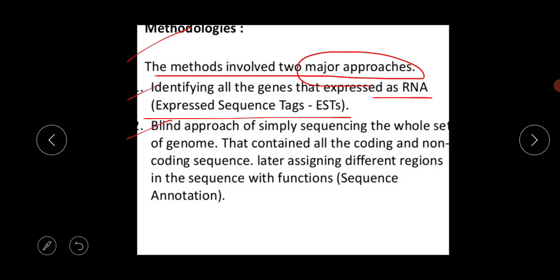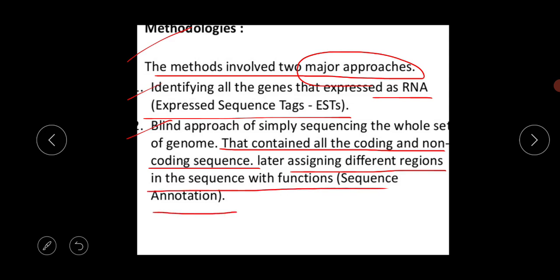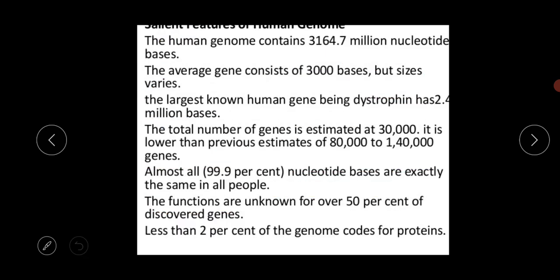Next is the blind approach of simply sequencing the whole genome, so that it contains all the coding and non-coding sequence, and later assigning different regions in the sequence with their function. That's also called sequence annotation. So these are the methodologies of the HGP.